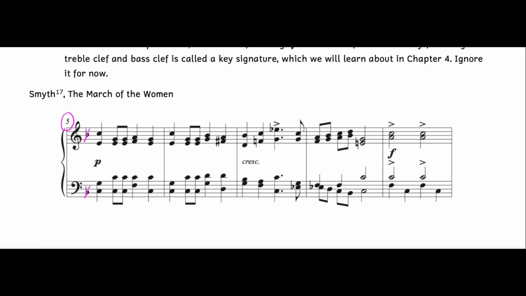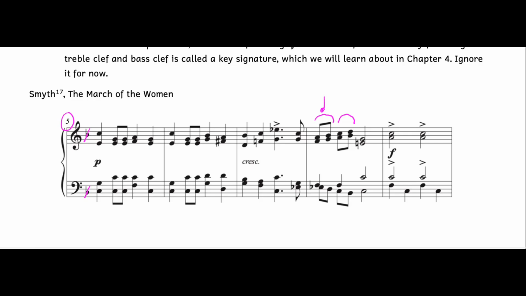Number 2, based on the beaming, what note is worth 1 beat? All right, so we can see the beaming here. We see a division of 2 and we see a division of 2. 2 eighth notes equal a quarter note. So most likely a quarter note is equal to 1 beat.